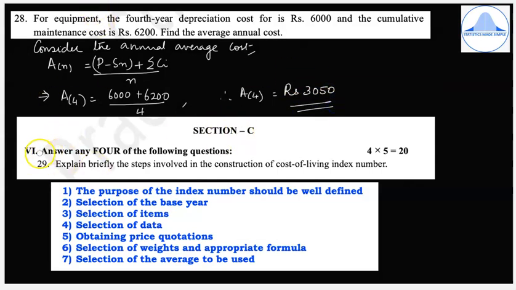Section C. 6th main, answer any 4 of the following questions. 4 into 5 is equal to 20.